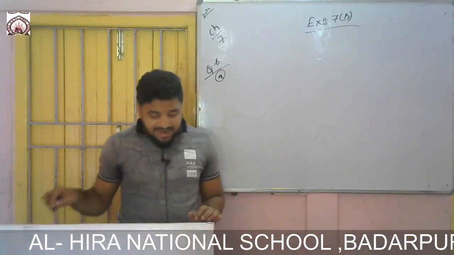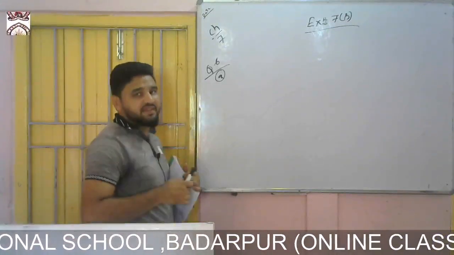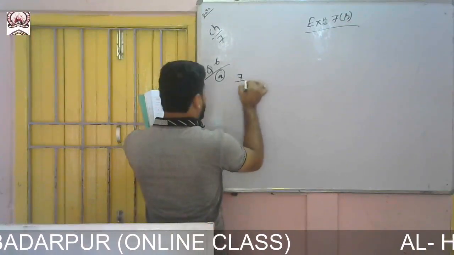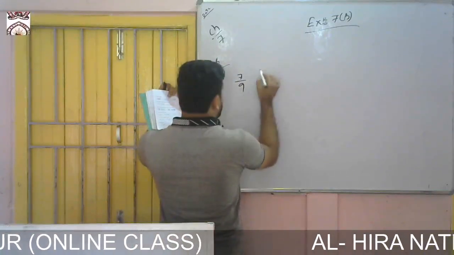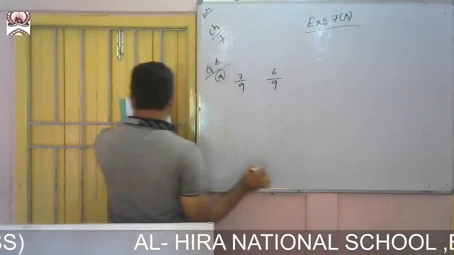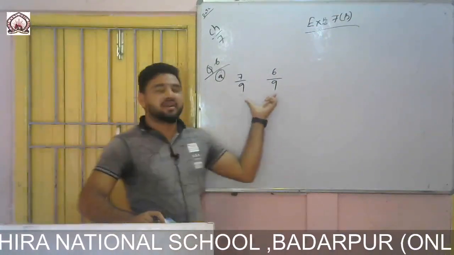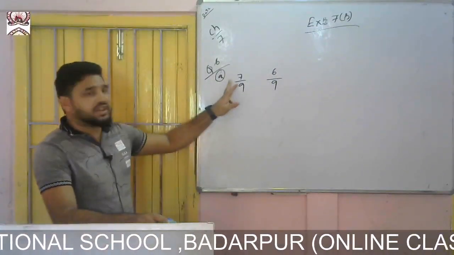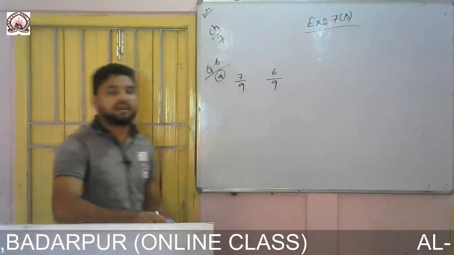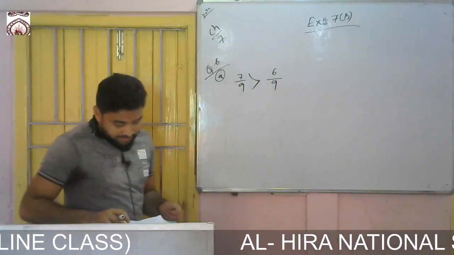You see 7 by 9 and 6 by 9. Which one is greater? You need to find. So you know the like fractions, as I said earlier. In the box you have to write which one is greater. One thing you remember: whenever both the denominators are the same, the fraction with the largest numerator is the greater one. So this symbol. Okay.